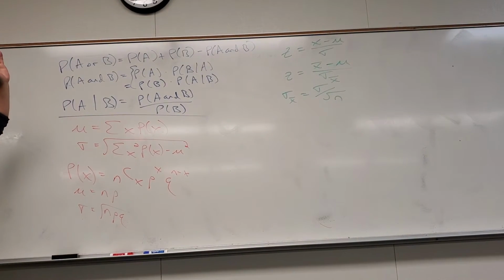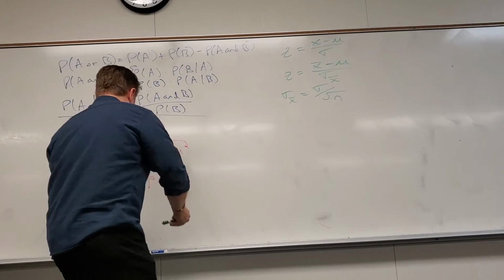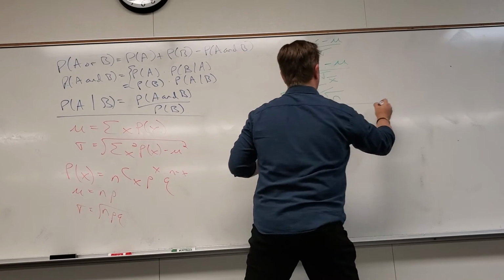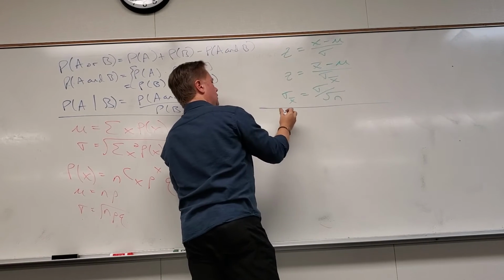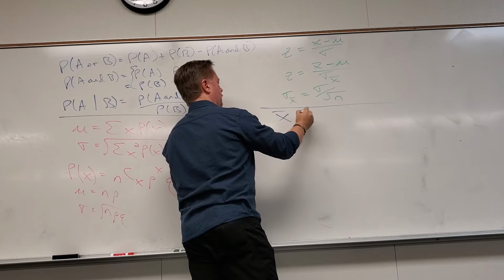Let's see. That's chapter 6. Then we get into chapter 7. I'm sorry. That's chapter 6 and 7. Here's chapter 8. Good old confidence intervals.